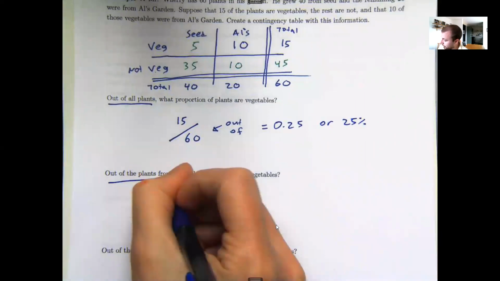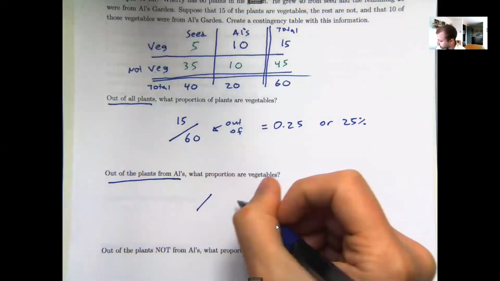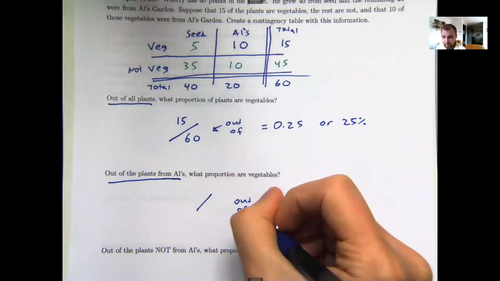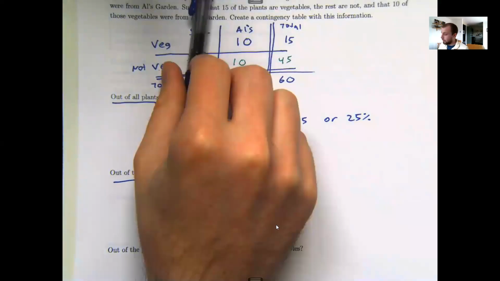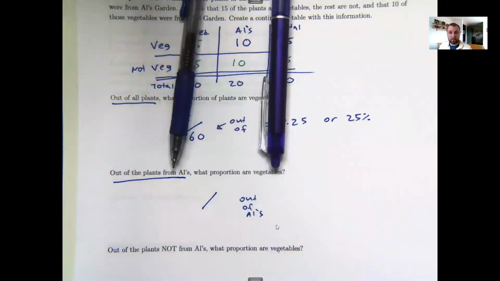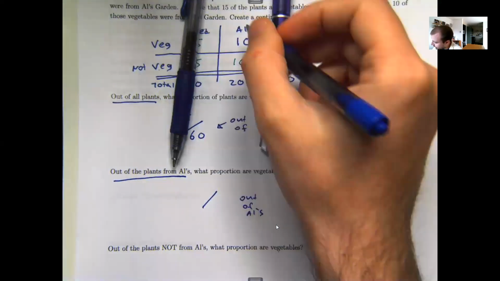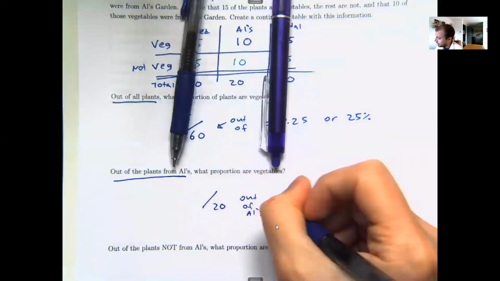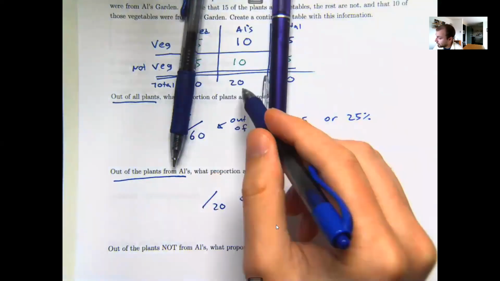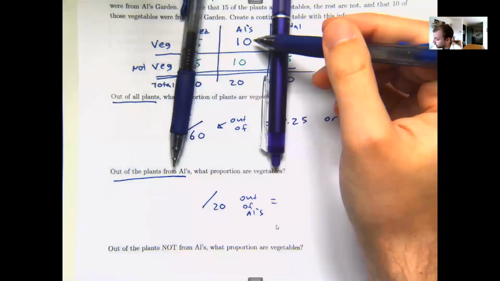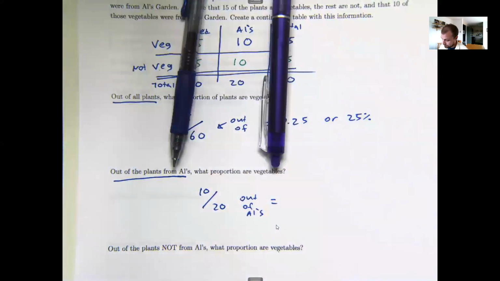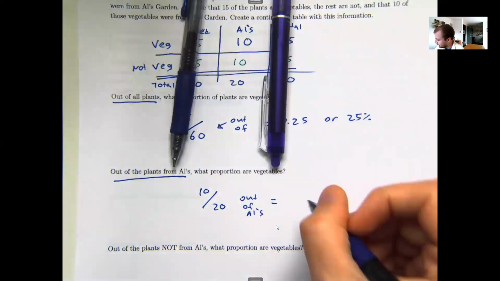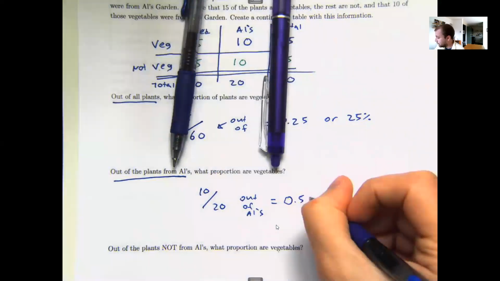Out of the plants from Al's. So if I'm looking at my table, this is telling me that I am only in this column here for Al's. Inside of that, this is out of a total of 20. What proportion of these 20 are vegetables? Well, 10 are vegetables out of the 20. That gives me 0.50 or 50%.